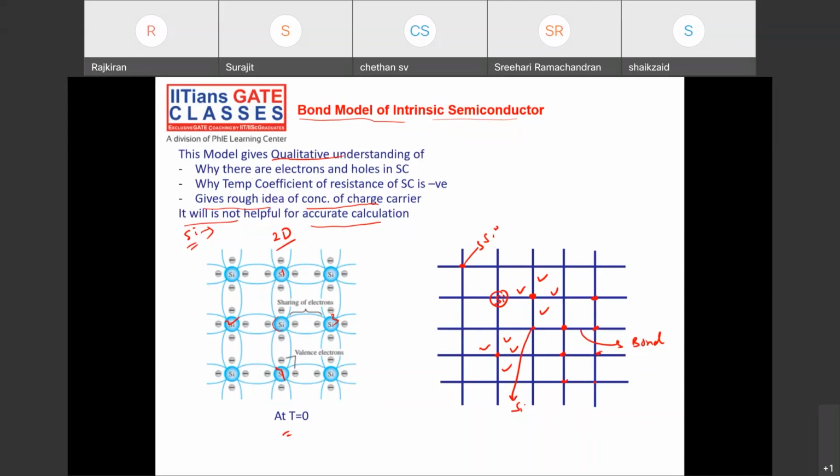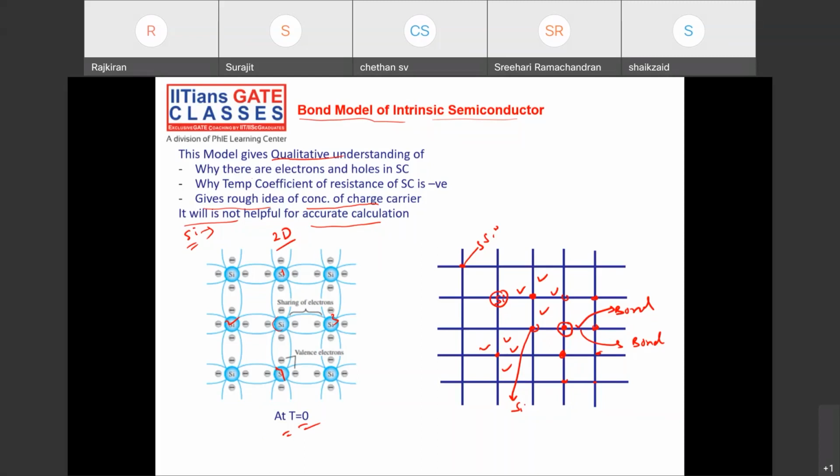So what I mean from this is each atom is bonded to four other silicon atoms by a bond. This is a bond. All the bonds are occupied, all the bonds are bonded. So no electron is free at T equal to 0. Since there is no free electron, even if you apply a voltage, there is no current, no motion of electron. That's why at T equal to 0, it behaves like an insulator.